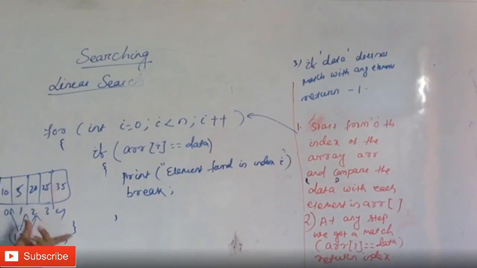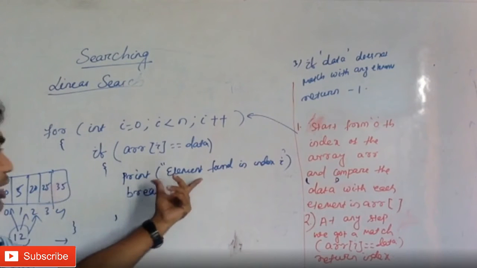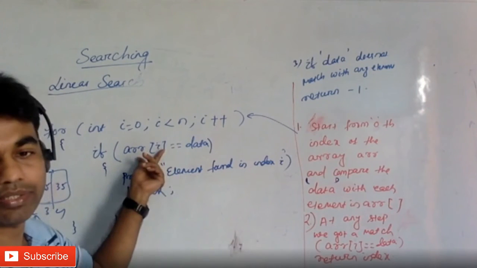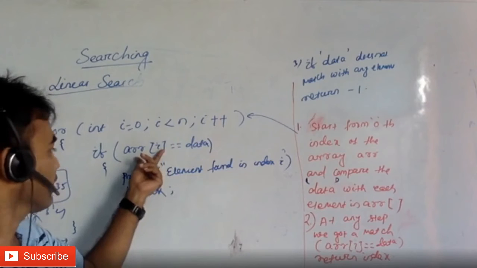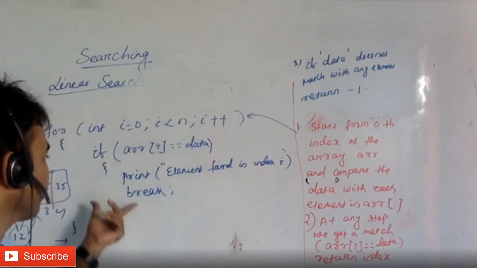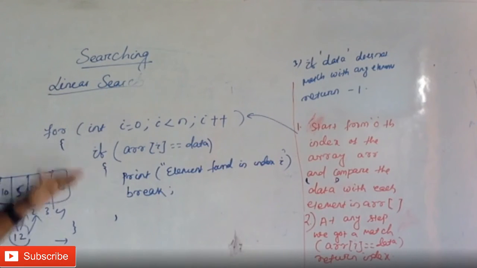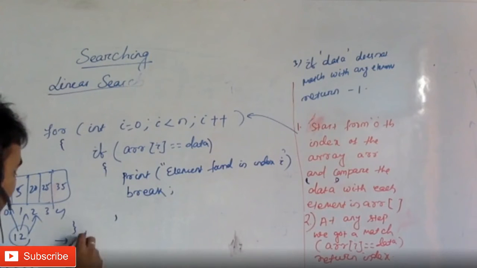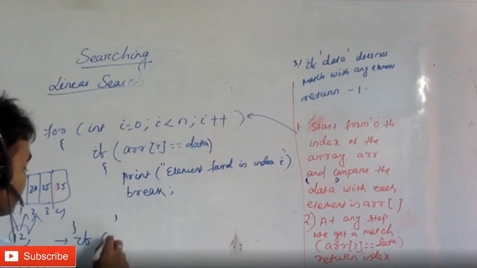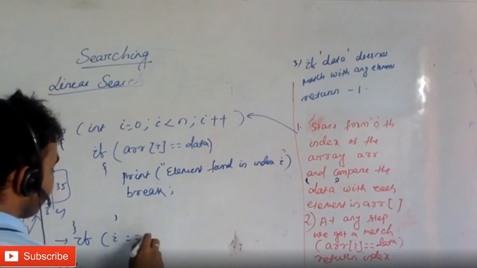In that case, what should you return? Because here you are returning this particular index I, or you are just printing it and you will break. Break means if you got a match, then you will come out of this particular for loop. So you need to check. There are different ways you can do it. You will check if I equal to n.